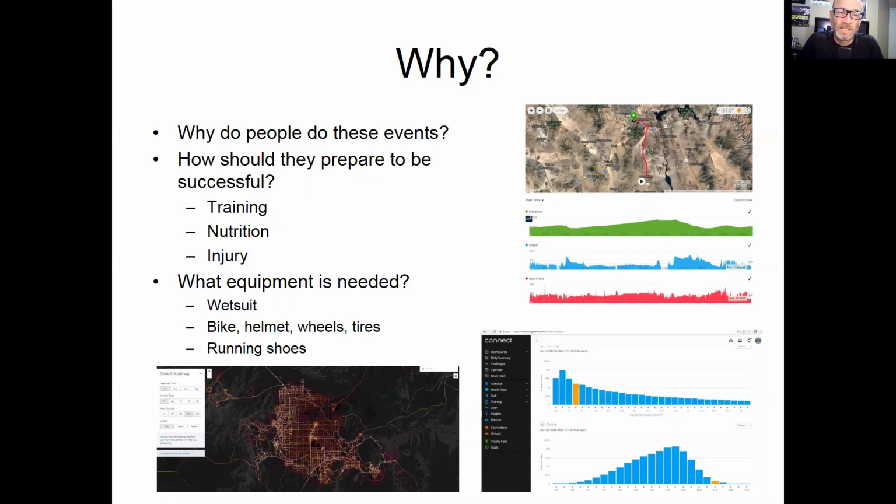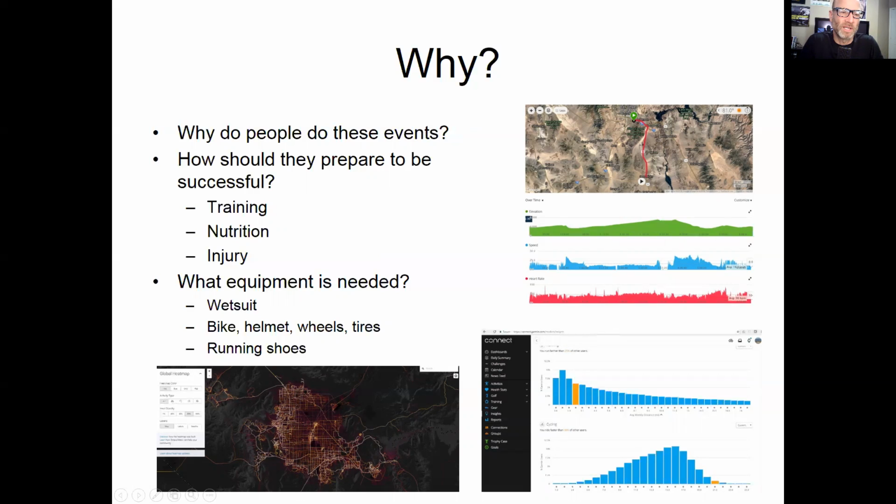And they often need information from people like you and us who know something about exercise science and kinesiology to be able to help them with training, maybe with nutrition, maybe to prevent an injury or to rehab from an injury, or maybe they need information from us to help select what type of wetsuit or what type of bike, helmet, what type of wheels they should select, or tires they should have, and then even what type of running shoes.